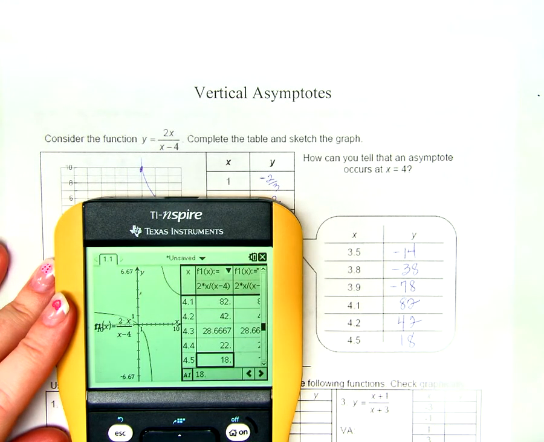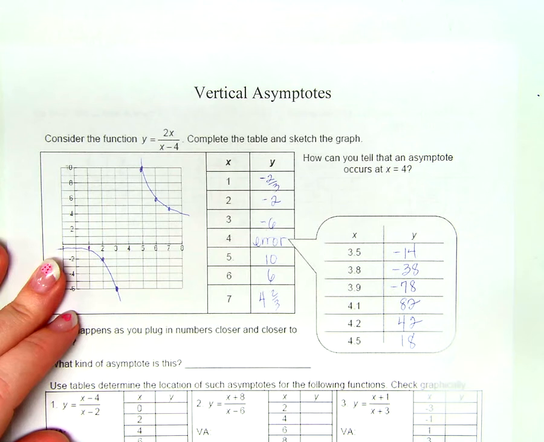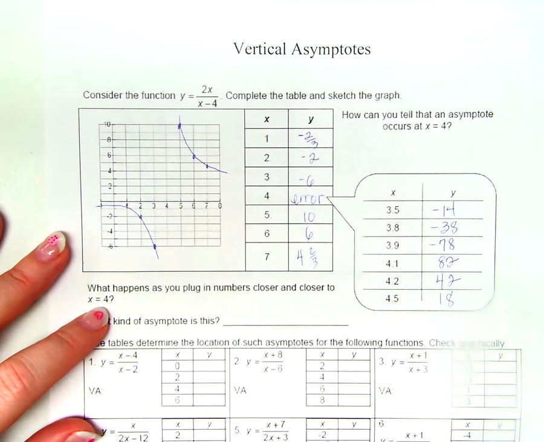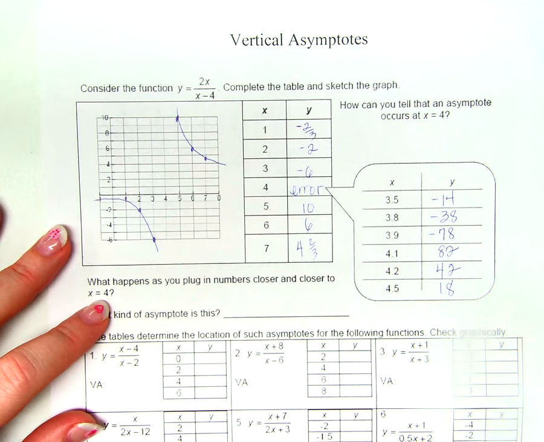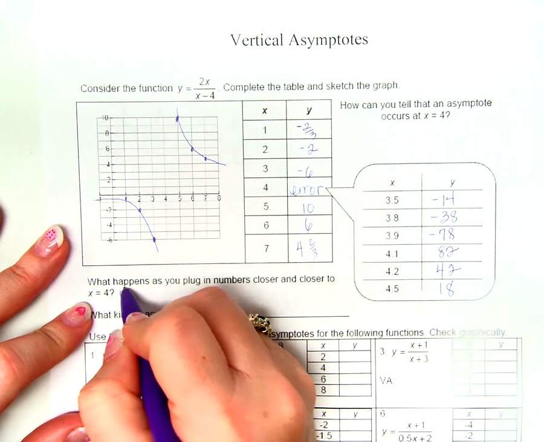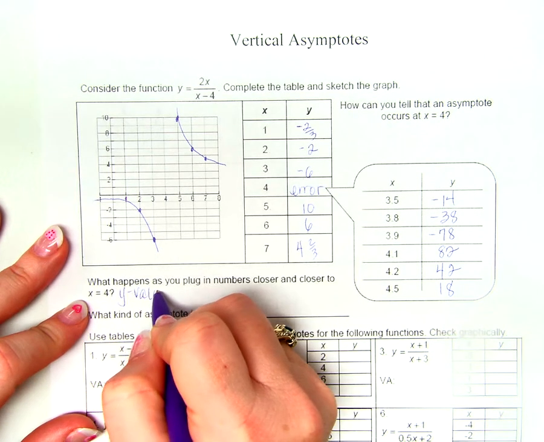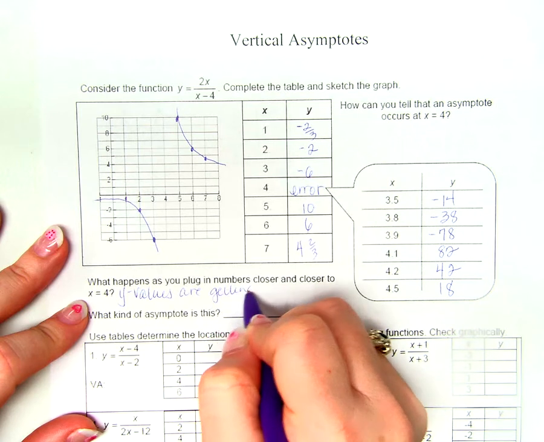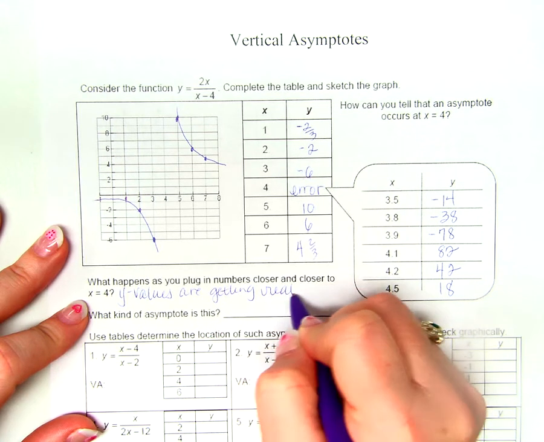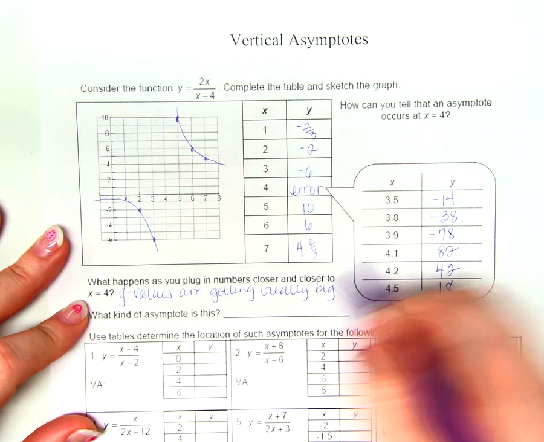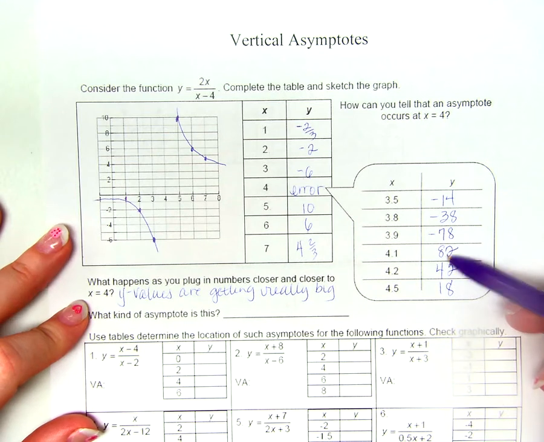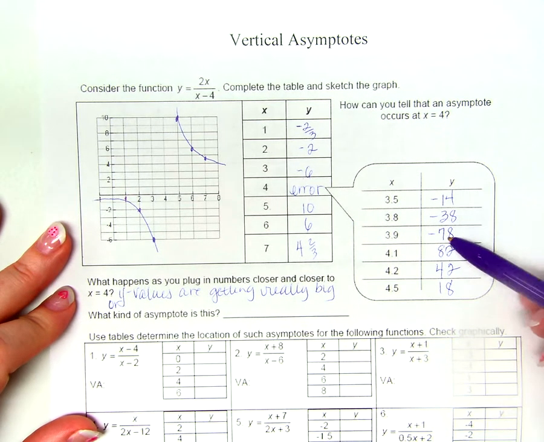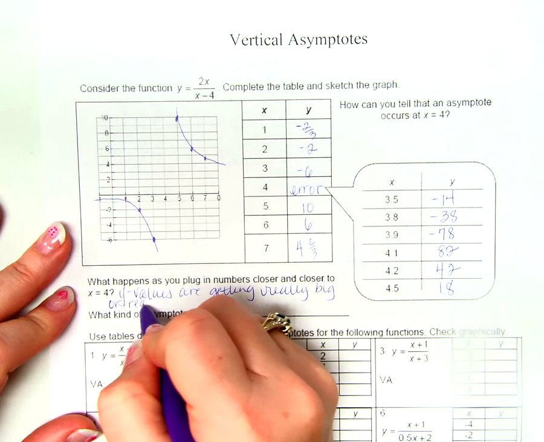Okay? So what's happening? What's happening as you plug in numbers closer and closer to x equals 4? Well, the y values are getting really big, like this. See, they're getting really big, or what are they doing the other way? Really small.